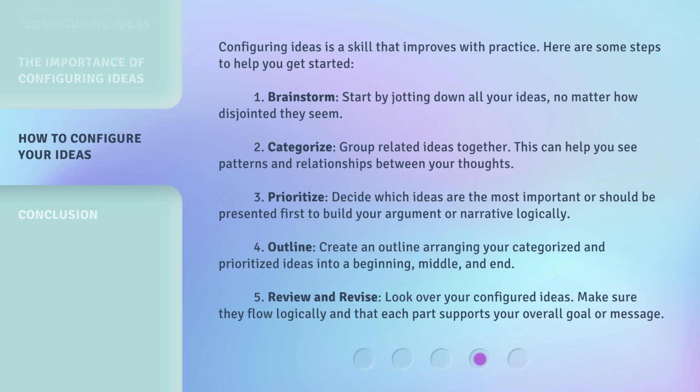3. Prioritize. Decide which ideas are the most important or should be presented first to build your argument or narrative logically. 4. Outline. Create an outline arranging your categorized and prioritized ideas into a beginning, middle, and end. 5. Review and revise. Look over your configured ideas. Make sure they flow logically and that each part supports your overall goal or message.